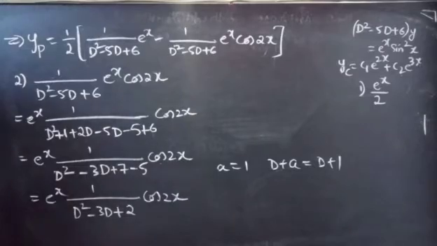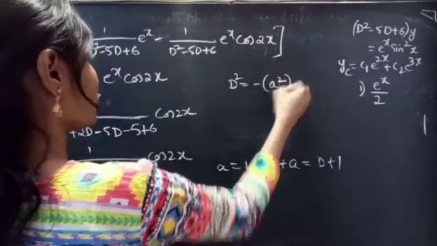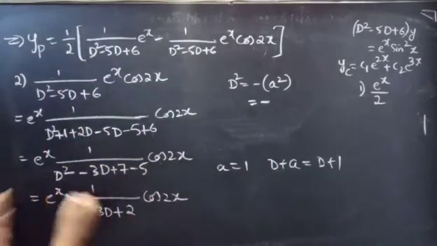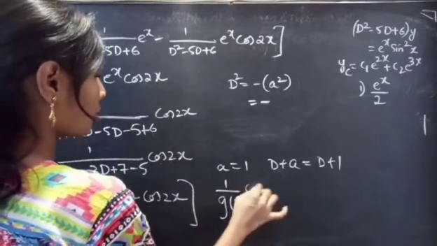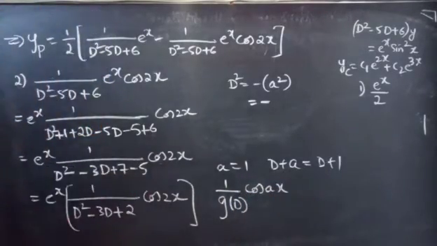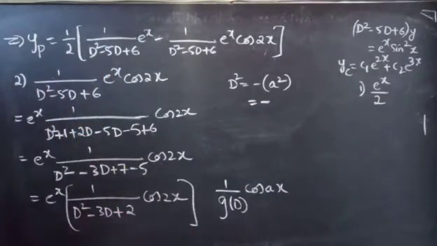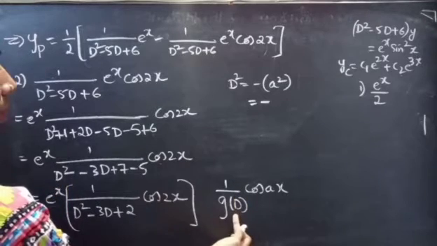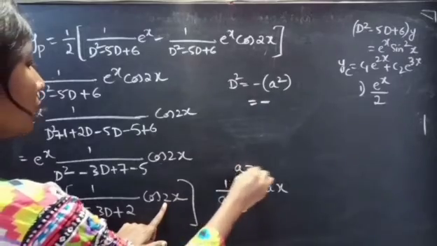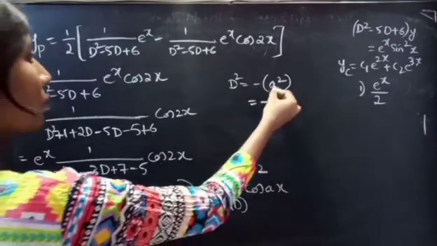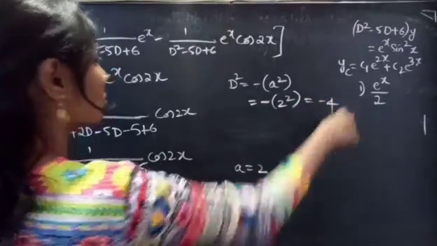Now we need to find D², which is equal to −a². Just compare this with 1/some function of D into cos ax form. Okay, forget about this a and D + a now. Just compare this term with 1/function of D into cos ax. For a = 2, we need to find D², which is given by −a², which is −2², which is equal to −4.